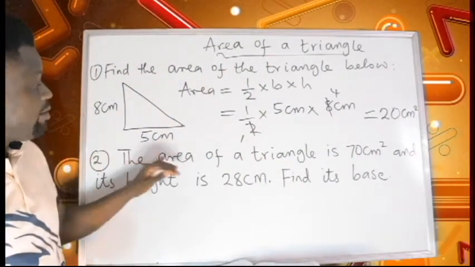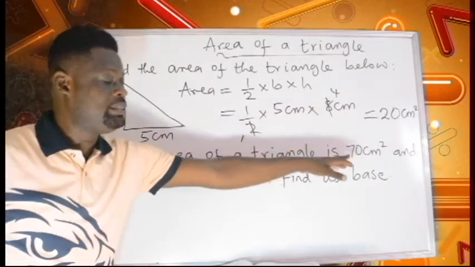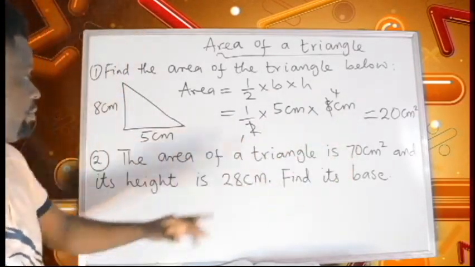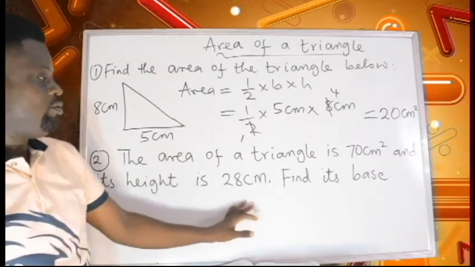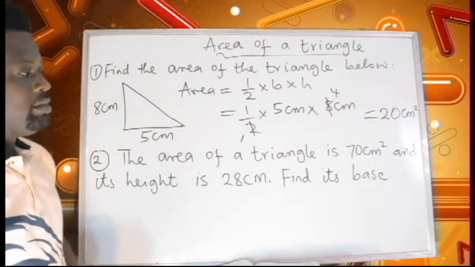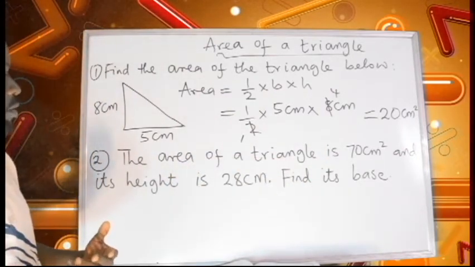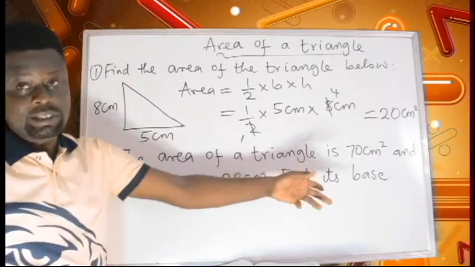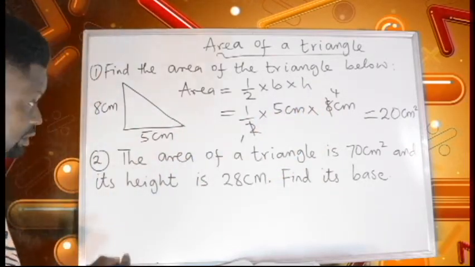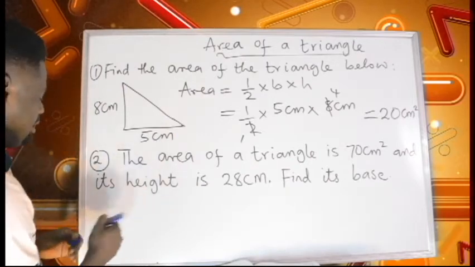Number 2, the area of a triangle is 70 centimeter square, and its height is this. So we are looking for its base. The third example, we are to find the height while we are given the base and area, but there's no time for that. So let's begin this.